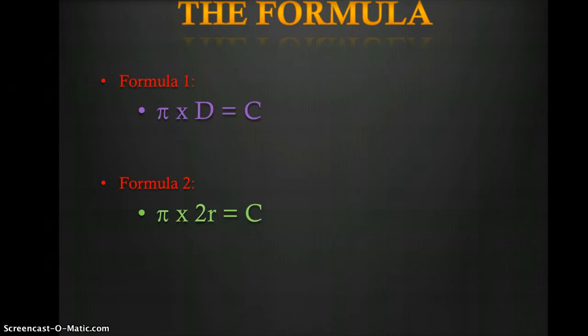There are two formulas you can use to find the circumference. If you know the diameter of the circle, use formula 1, shown in purple, which is pi times diameter equals circumference. If you know the radius of the circle, use formula 2, shown in green, which is pi times 2 times the radius equals circumference.